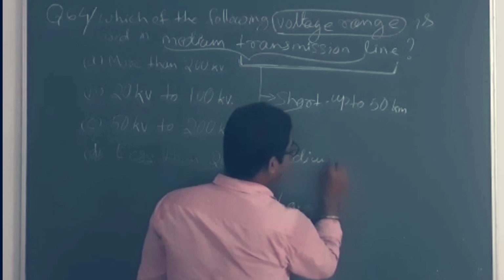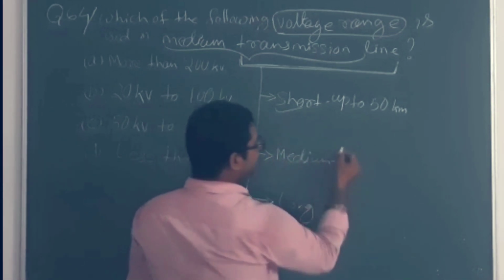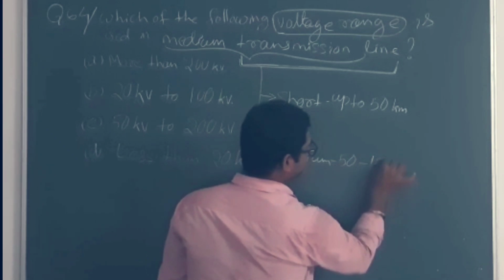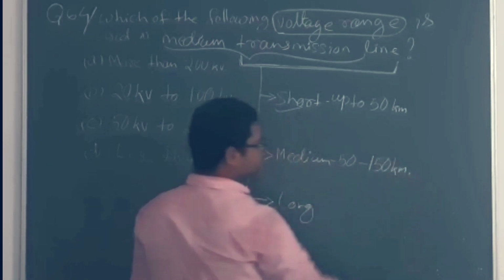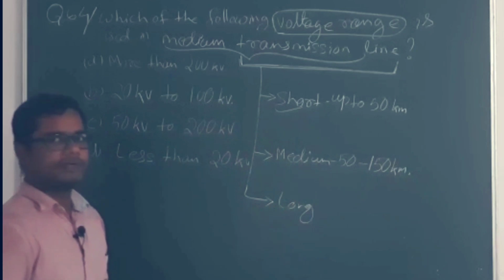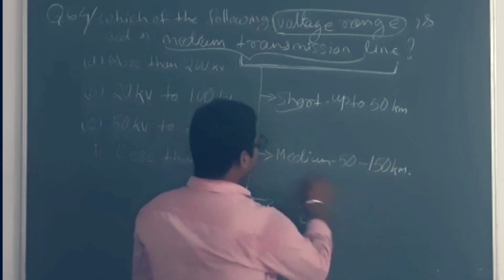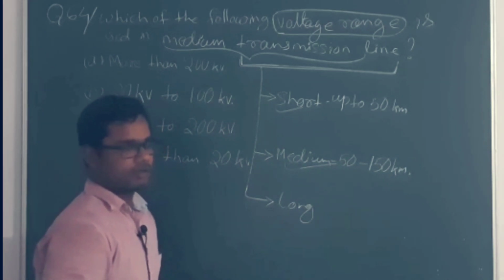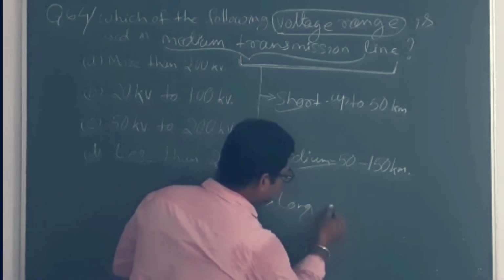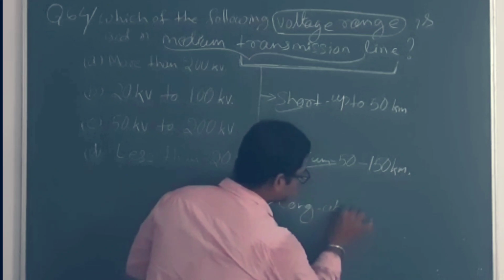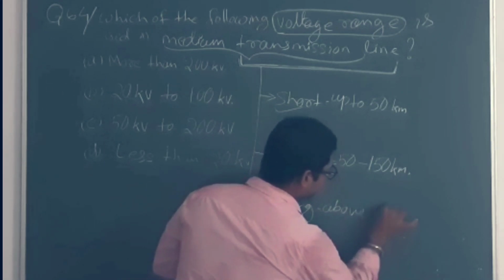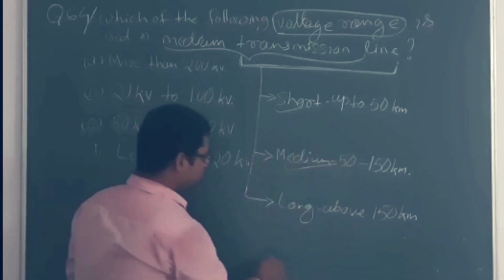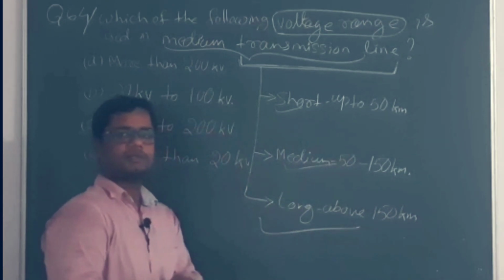Then the medium transmission line: the length is 50 to 150 kilometer. So this is your medium transmission line. Then comes the long transmission line. For the long transmission line, the distance is above 150 kilometer. So above 150 kilometer, it is called your long transmission line.